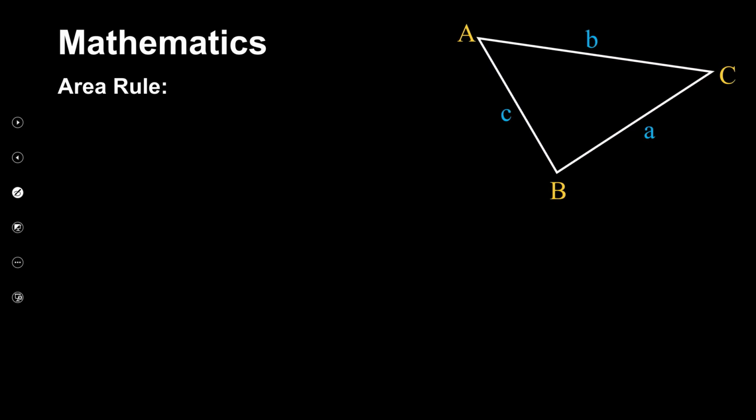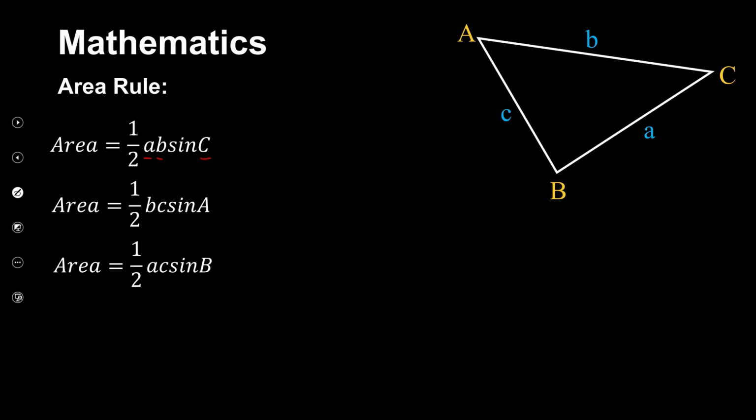Okay, and the next rule that we did is the area rule. The area rule was pretty simple. We used the area rule to find the area of a non-right angle triangle. This was pretty easy to remember. Half, if you had an a b and then you put a C there. So it was half ab sine C. Second version, half bc sine A. And I'm sure you can recall the third version. It's half ac sine B.